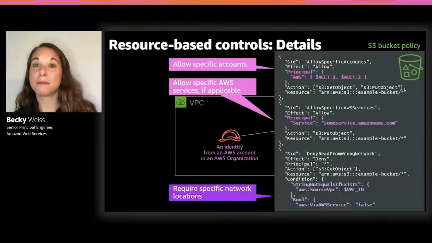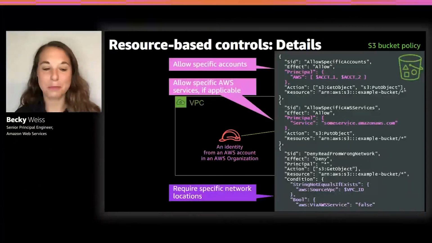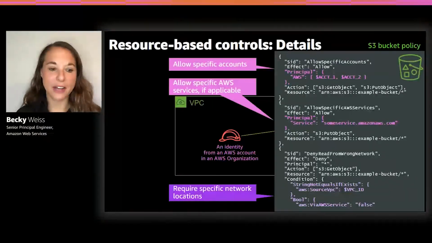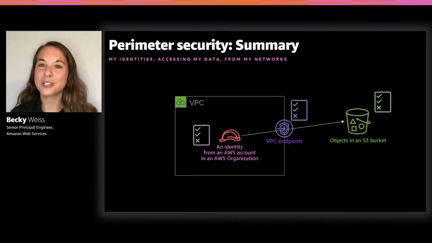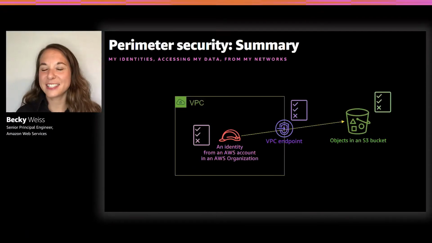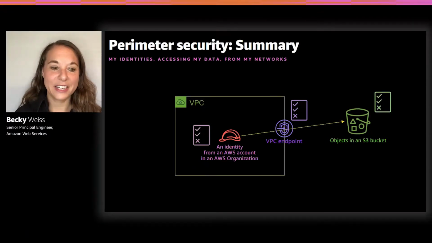I'll give you an example here, and I'm going to talk through it quickly. The first statement says, well, I know what accounts are going to access it, so I'll list them out here. The second one is, well, an AWS service is going to be accessing it. I'll talk a little bit about that pattern later. And then finally, that familiar-by-now network location. This bucket is part of this network. It's not going to be accessed from outside that network. So let me assert that here.